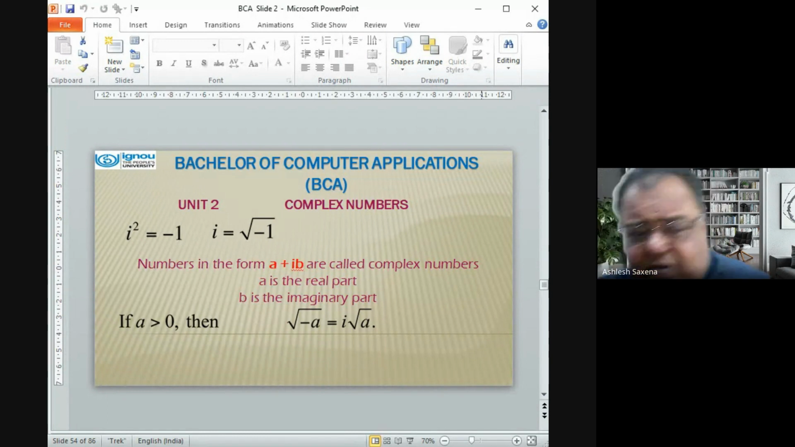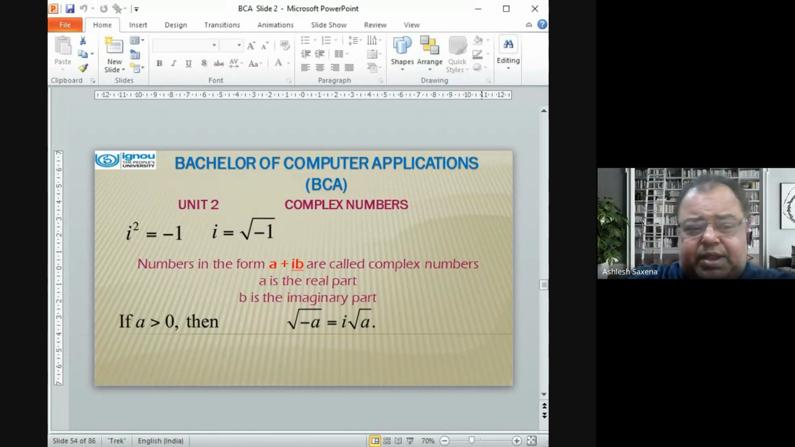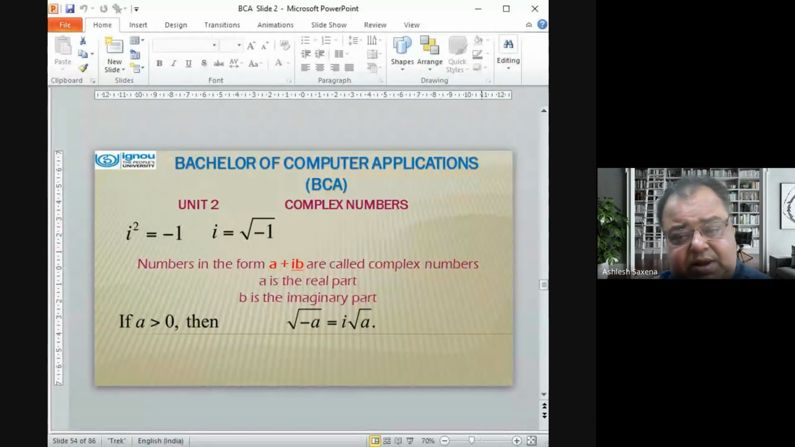In the screen, you can see that we are starting with i square equal to minus one, and i is equal to under root minus one. Till now, you have seen numbers with no sign, and a number with no sign means it is a positive number. Now here you can see that in the under root it is minus one. Minus one means it is not a real number.